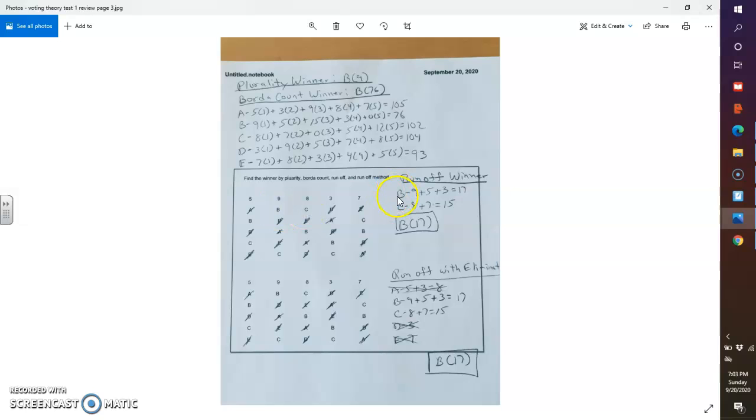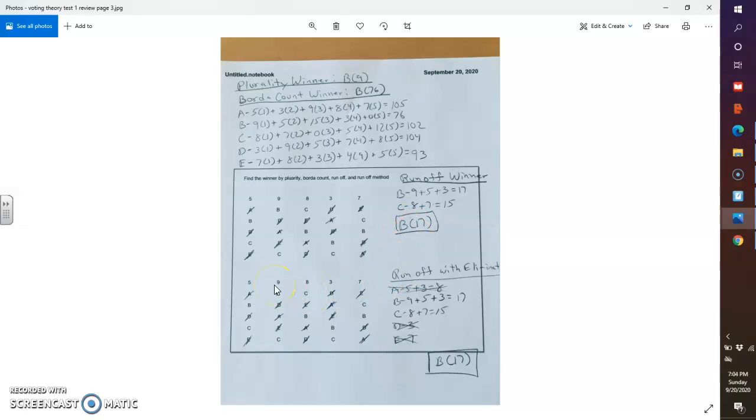And runoff, B and C are the top first place vote getters, and we eliminate A, D, and E. When I eliminate A, B gets those 5 first place votes. When I eliminate D, I also eliminate A, okay, and E. And B would get those 3 first place votes. And here, when I eliminate E, C gets those first place votes. So C gets 15 and D gets 17. Or, I'm sorry, B gets 17, so B is our winner.